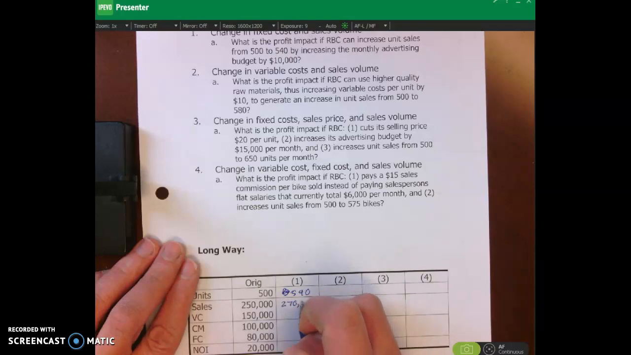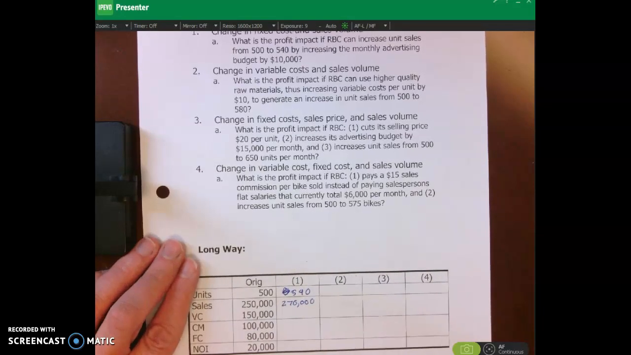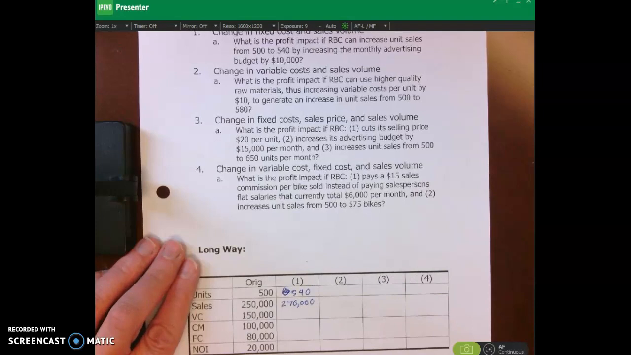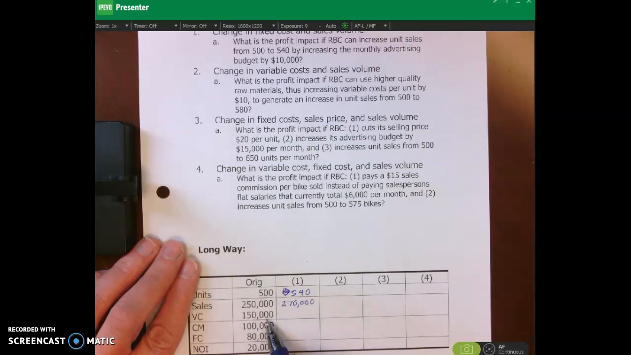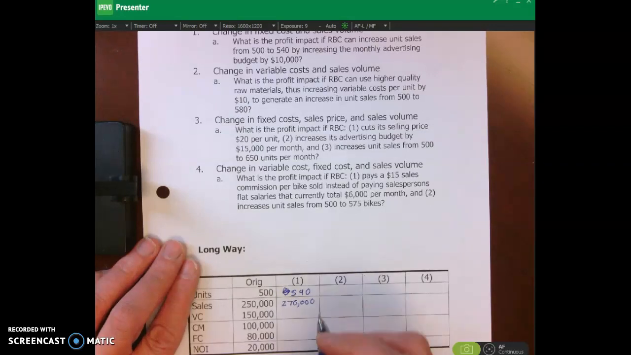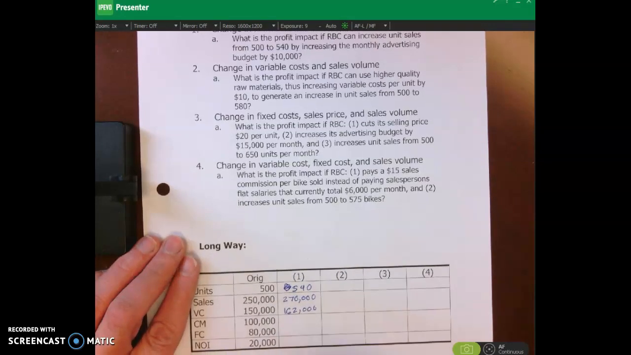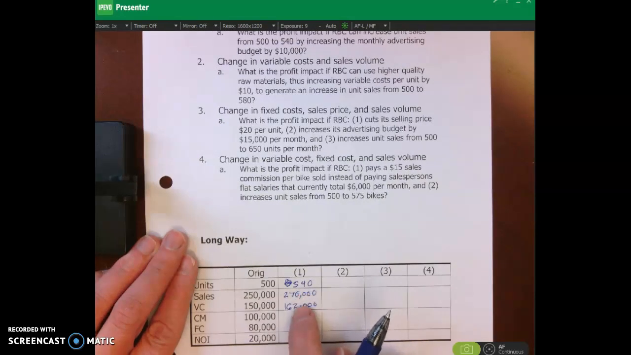500 gives me 270. I'm not told anything about my variable cost per unit changing in any way. So therefore, we can use our assumption about variable cost per unit staying the same at $300 per unit. They will still be $300 per unit as we move from 500 to 540 bikes. So what I can do is multiply 540 times the 300. That gives me my 162. I can subtract sales minus variable expenses to give me contribution margin of 108.